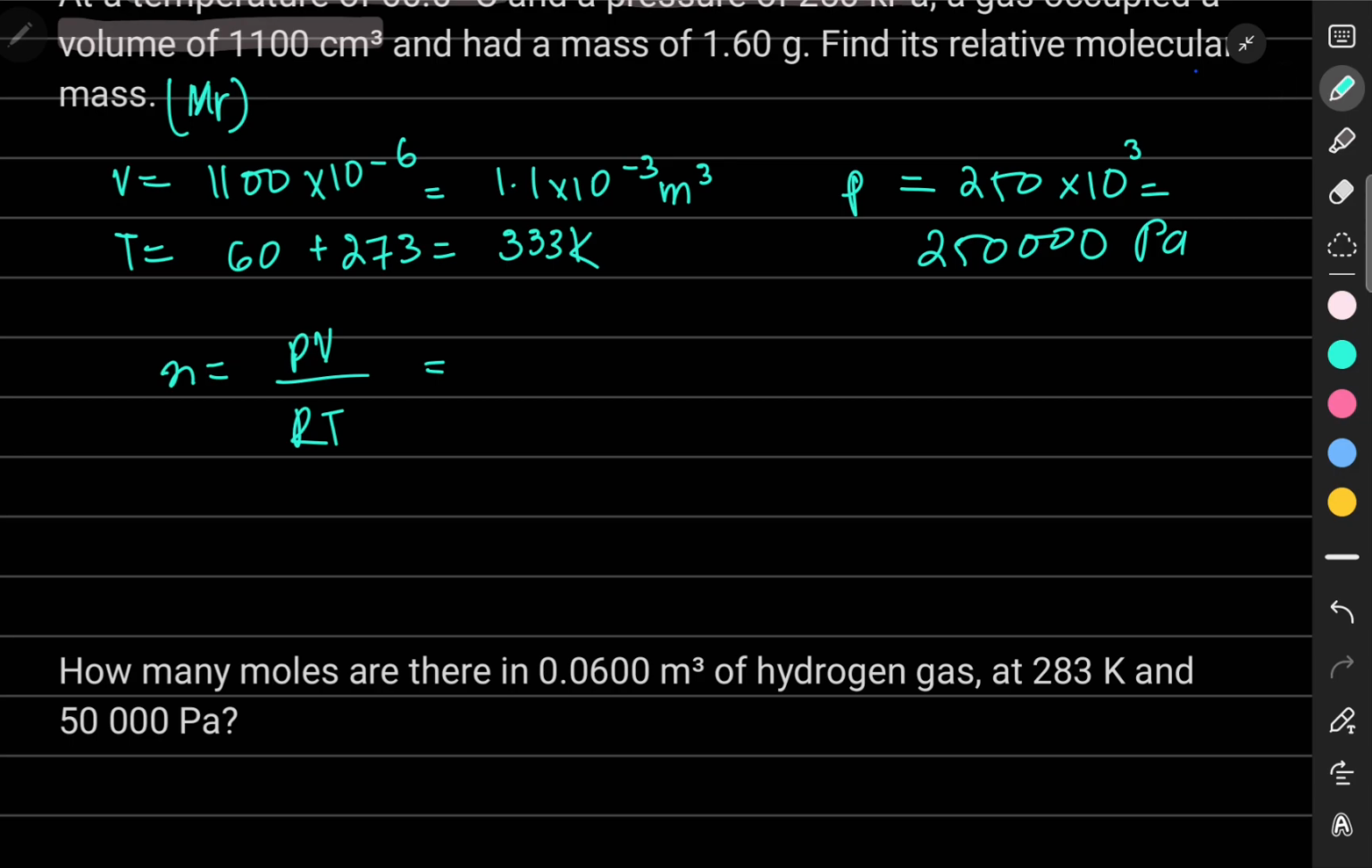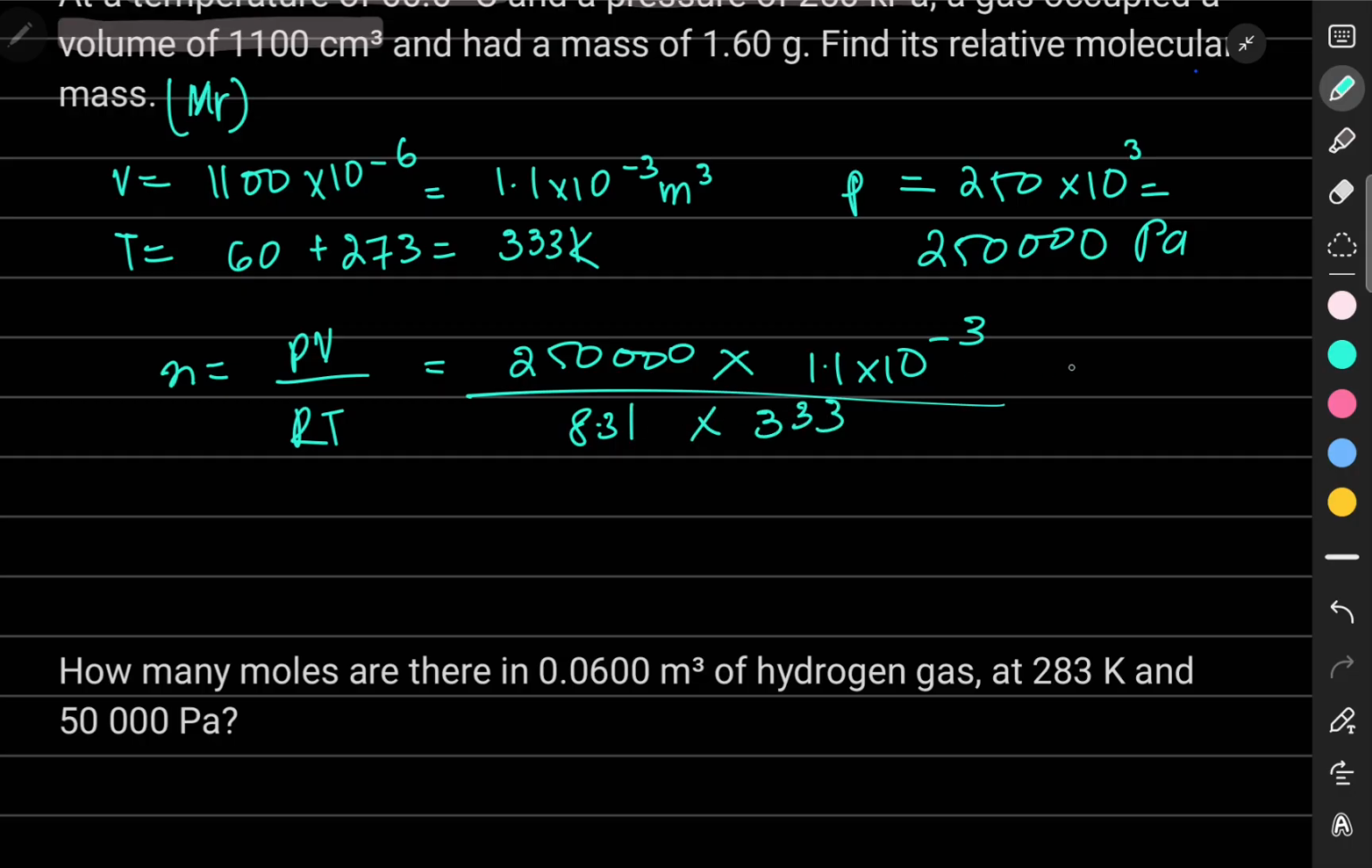Put all of your data into the equation. So 250,000 times the volume, which is 1.1 times 10 to the power minus 3. Divide this by 8.31 times 333. And that will give you your number of moles.